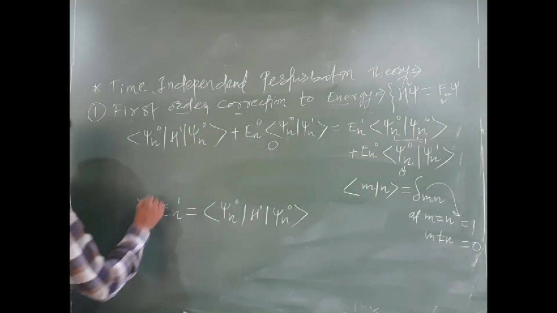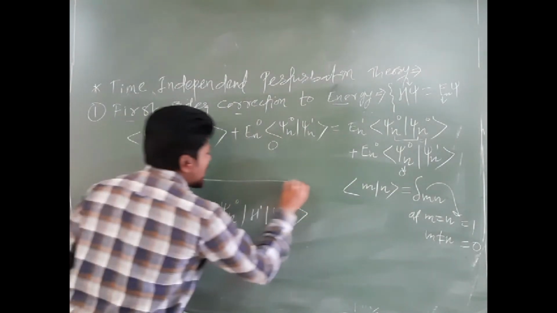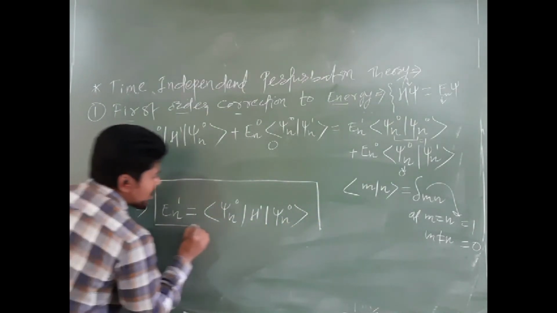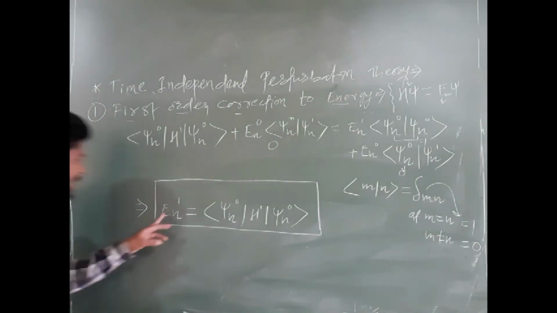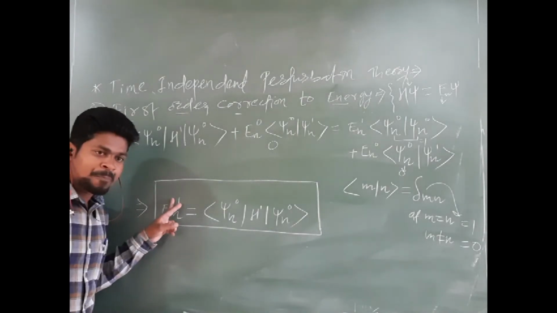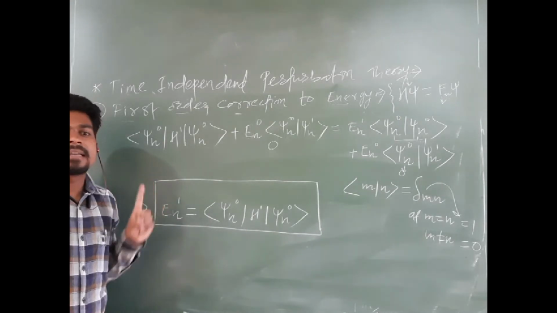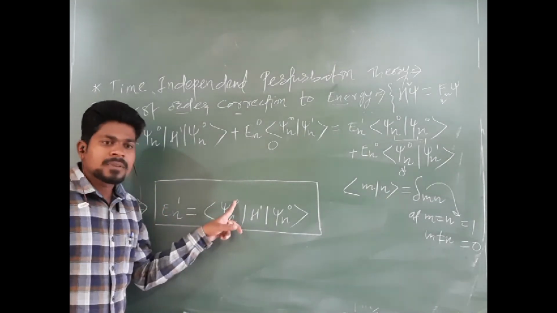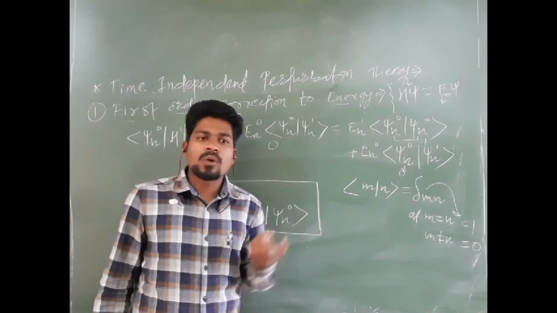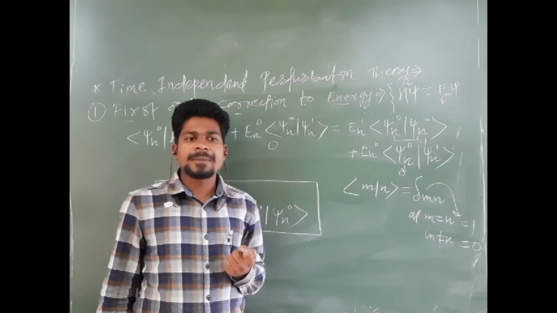Okay, so this is the equation for first order energy correction. Where you can see here E n prime means first order energy correction. This psi n naught means the wave function of the unperturbed system.